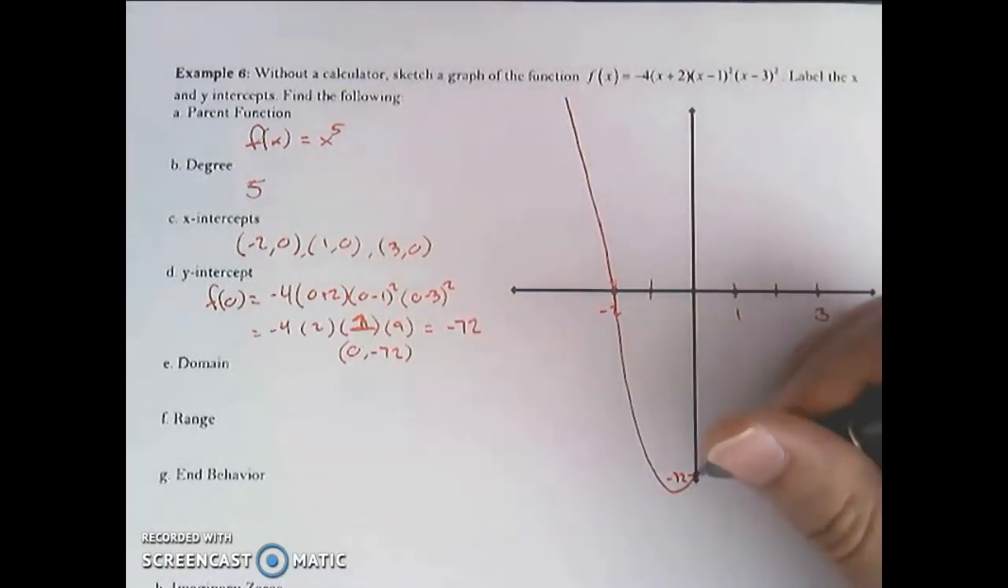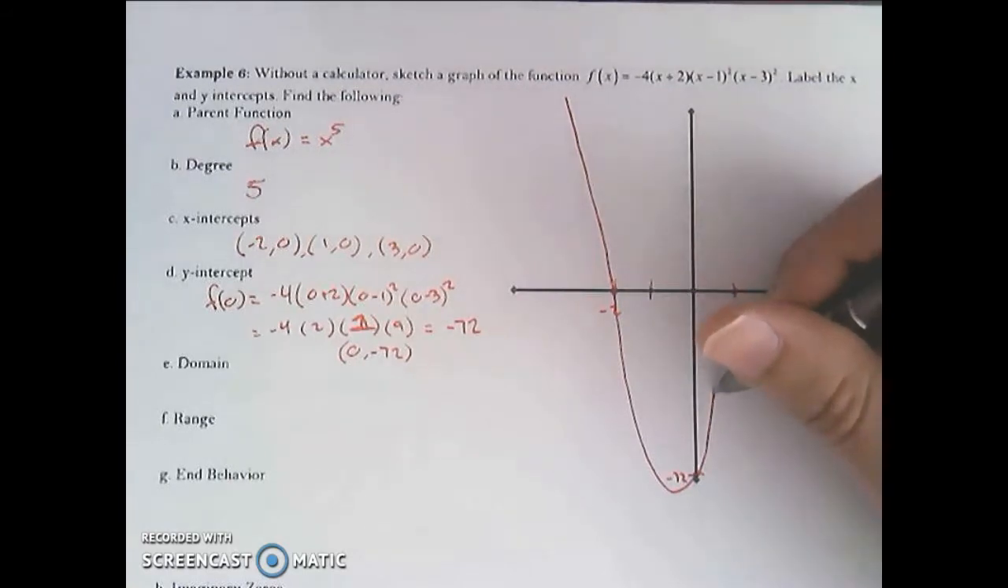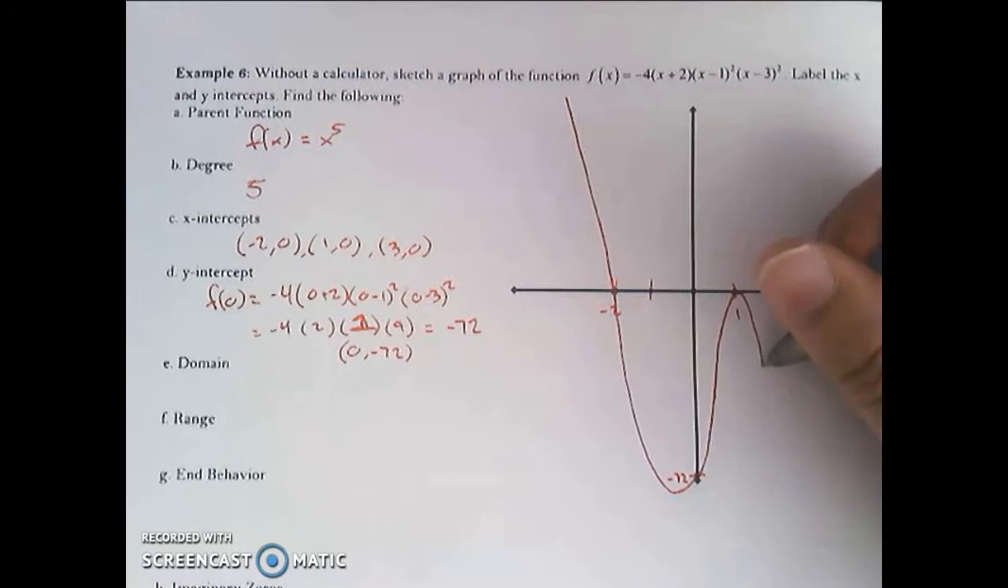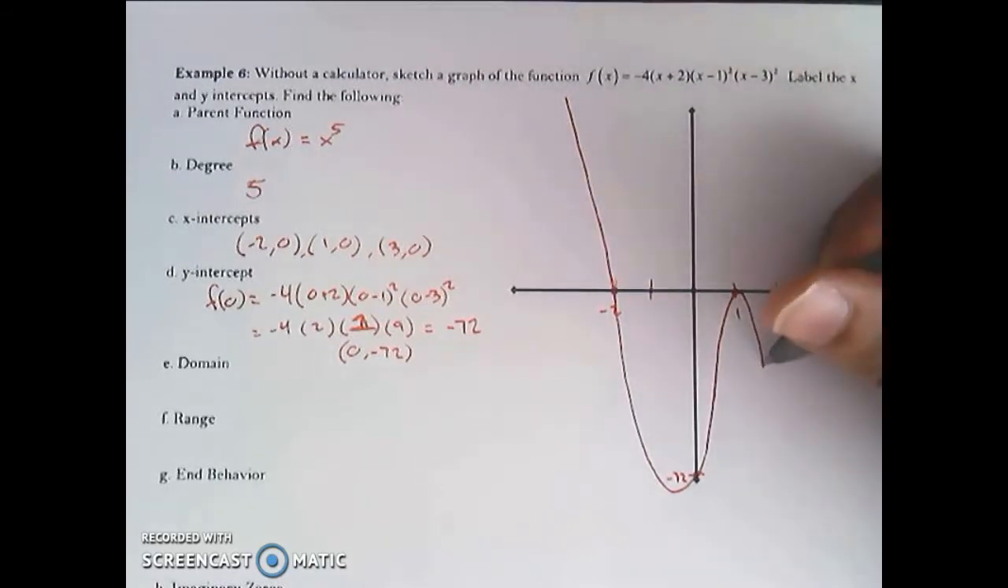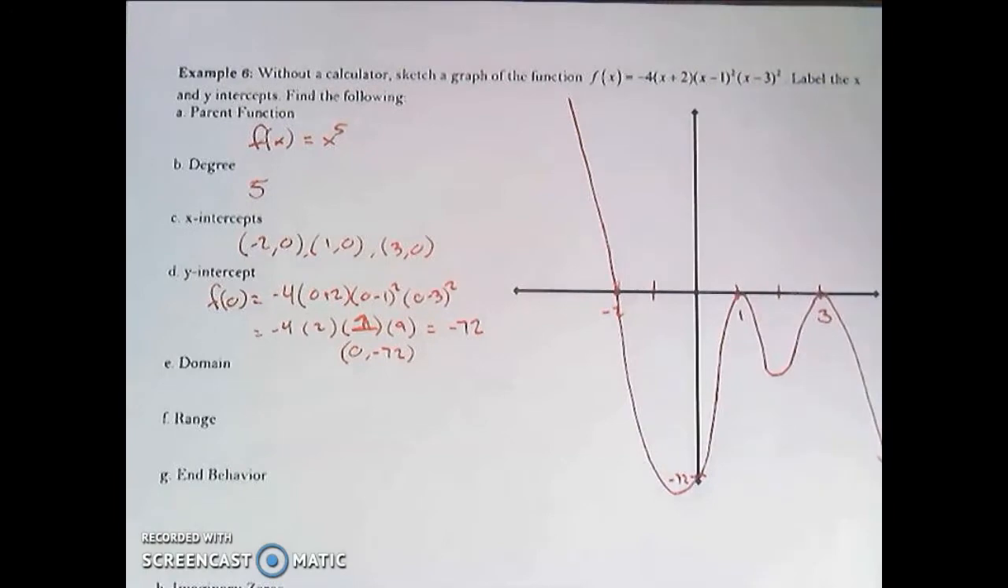And now we're approaching our next 0 at x equals 1. This has a multiplicity of 2, so we're looking at a bounce. It's going to come up, hit that 0, and bounce off. We've got to come back around and hit our next 0 at x equals 3, and that one has a multiplicity of 2, so that bounces as well. And then we continue onward.